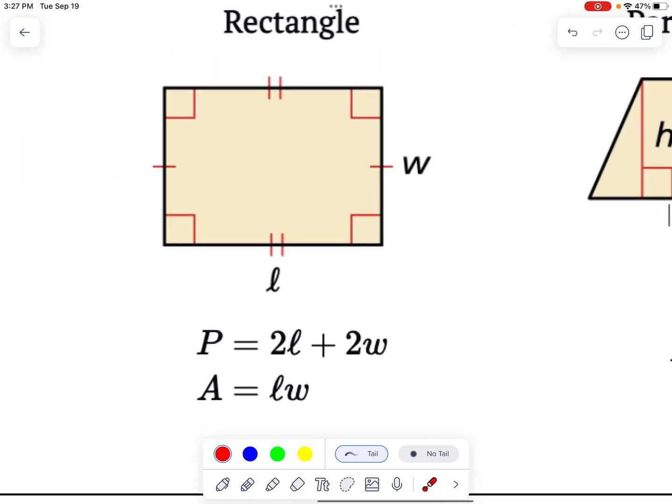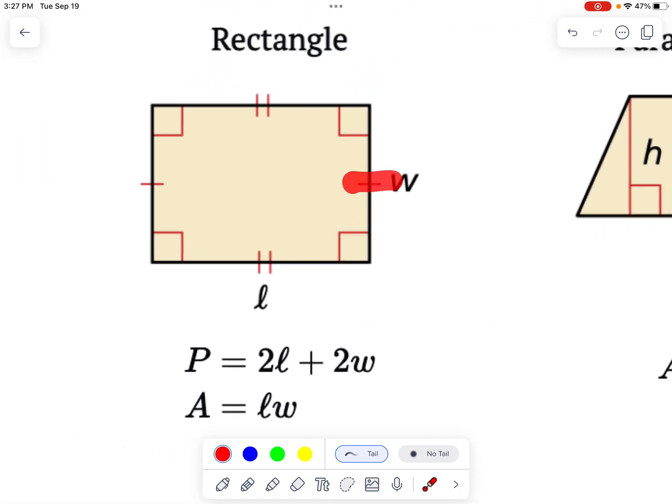And notice that same notation in a rectangle. These two are the same length, and when we've got 2 lines, that tells me that those sides are also the same as each other.